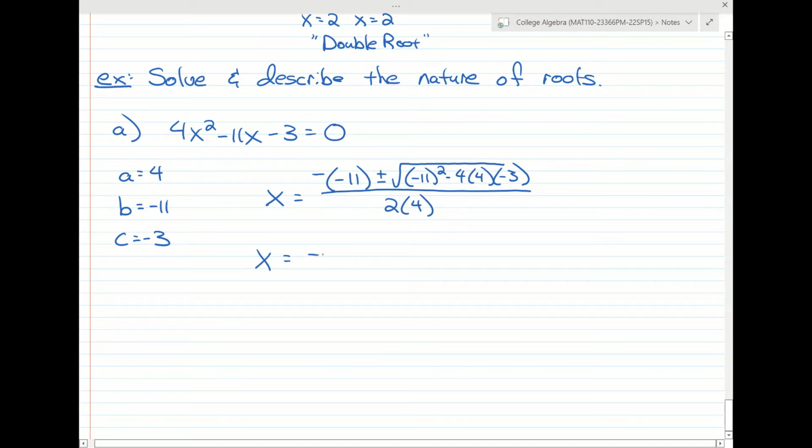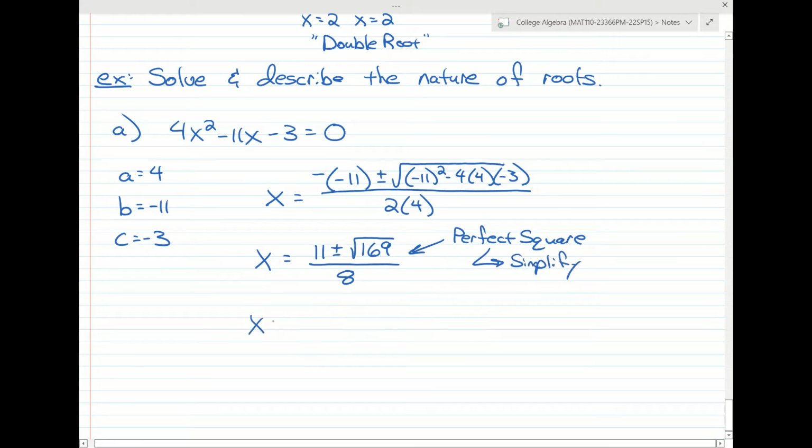Simplifying this would be the opposite of negative 11, which is just positive 11, plus or minus the square root of, let's see, negative 11 squared minus 4 times 4 times negative 3 is just 169 over 8. The square root of 169 is a perfect square. So because this is a perfect square, we want to make sure that we simplify our answer. So what that means is we're going to write x is equal to 11 plus or minus 13 over 8.